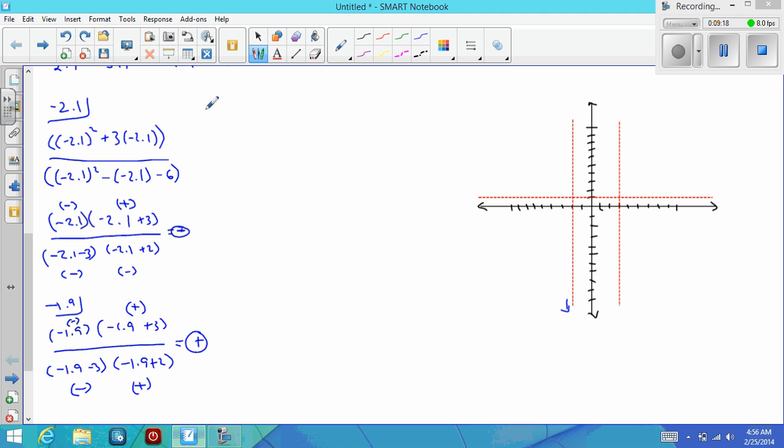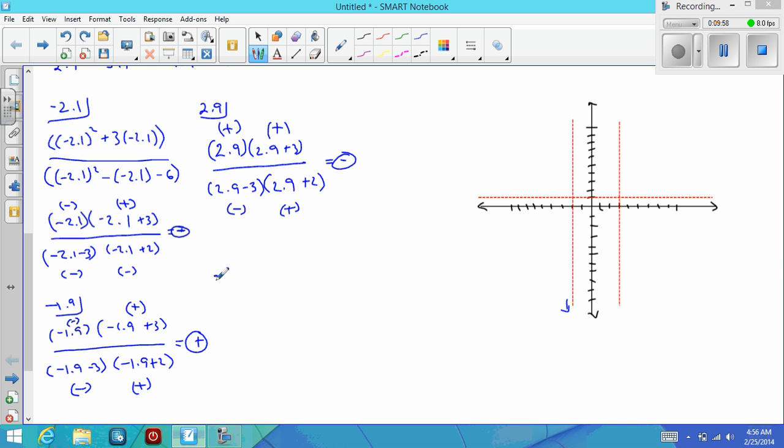Now I will test 2.9. When I test 2.9, I get 2.9, which is positive, and then 2.9 plus 3, which is positive. For my denominator, I get 2.9 minus 3, which is negative by 0.1. And then 2.9 plus 2 is positive. So 3 positives, 1 negative. I end up with a negative.